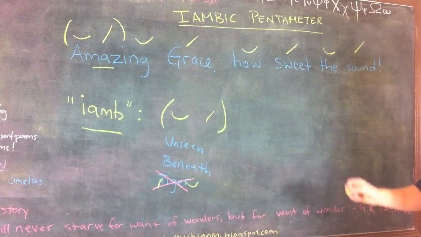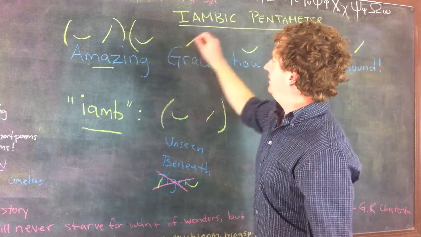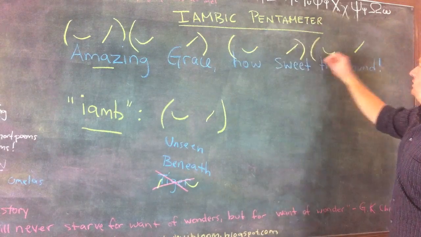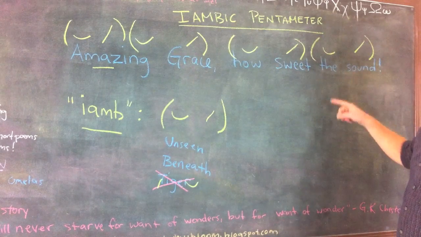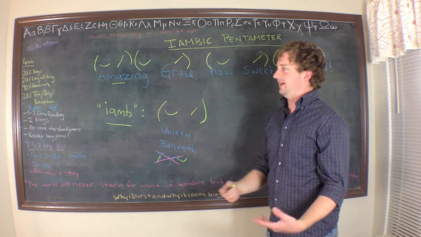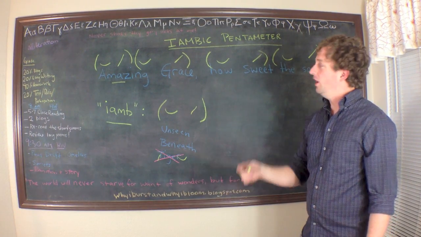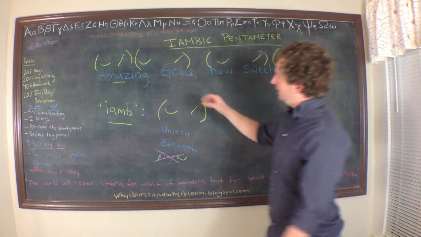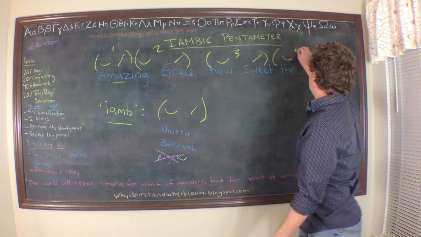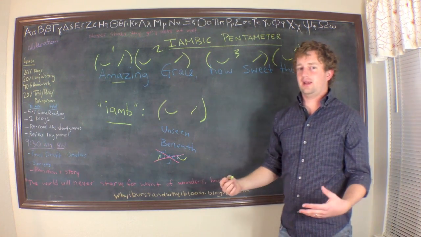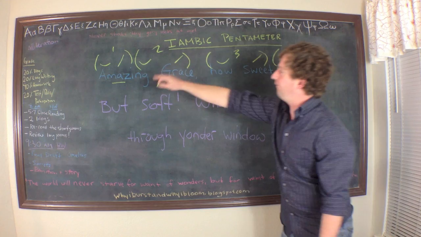So when we chart it out like that, we can see that there's a definite pattern. And all of these are actually iambs here. So amazing grace, how sweet the sound. And we don't say it like that, but even when we say it normally, amazing grace, how sweet the sound, we can hear a specific rhythm to it. So in this one we have 1, 2, 3, 4 separate iambs. Okay, so in amazing grace, how sweet the sound, we have 4 iambs.